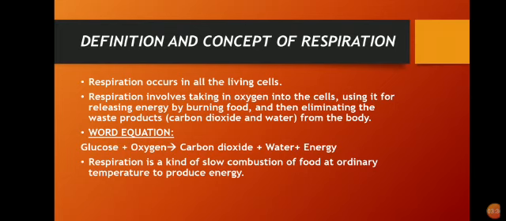What does the process of respiration involve? It involves taking in oxygen from air. You all know, in the components of air, in class 6 you have read, 21% oxygen is present. So the process of respiration involves taking oxygen into the cells, using it for releasing energy by burning food, and then eliminating the waste product. The waste products in this case are carbon dioxide and water.